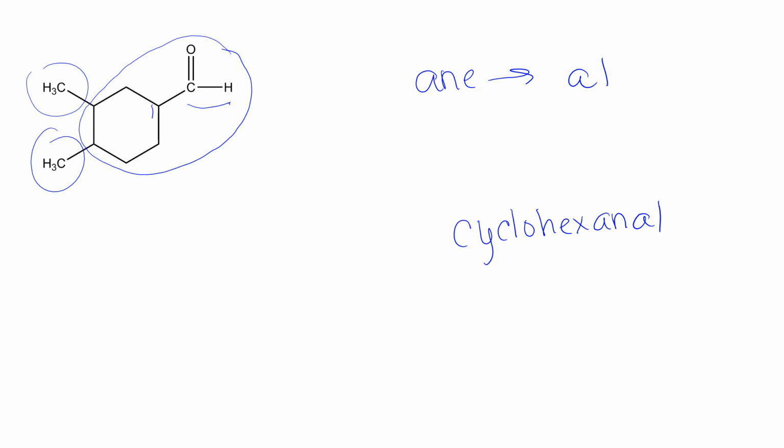I always give my aldehyde carbon number 1, and I'm going to count both ways just to double check that I'm giving those functional groups the lowest carbons possible. So it looks like if I count counterclockwise, then I'm going to give those methyl groups lower carbons than if I count clockwise. So I'm going to go with that numbering system. So I have methyls coming off of the 3rd position and the 4th position. So that would be 3,4-dimethylcyclohexanal.